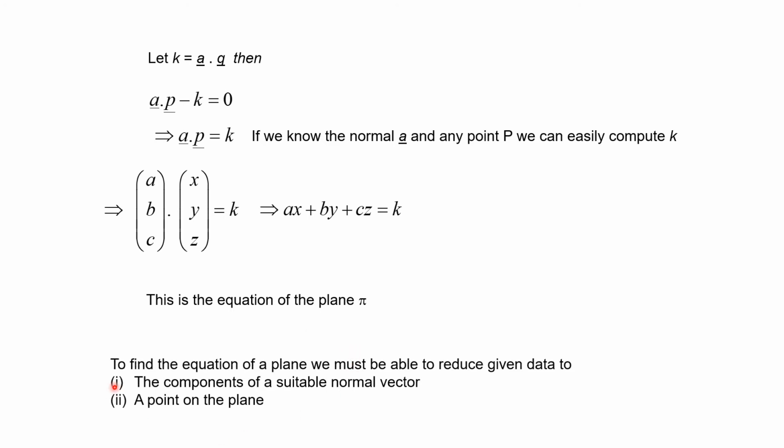To find an equation of a plane, as a conclusion, we must be able to reduce whatever data or information is given in a particular problem to the components of a suitable normal vector. This means we must have a, b, and c, which are components of a normal vector, and we need obviously x, y, z, which is a point on the plane.